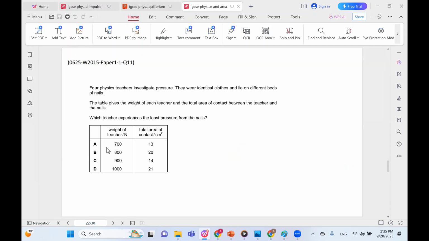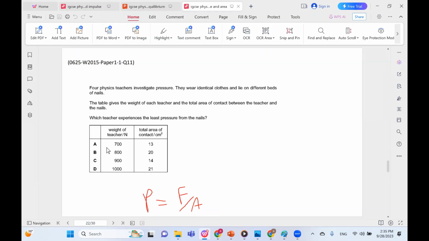Four physics teachers investigate pressure. They wear identical clothes and lie on different beds of nails. The table gives the weight of each teacher and the total area of contact. Which teacher experiences the least pressure? Again, we have to do pressure equals force over area. And you don't really have to find the exact numbers, but let's do them anyway quickly.